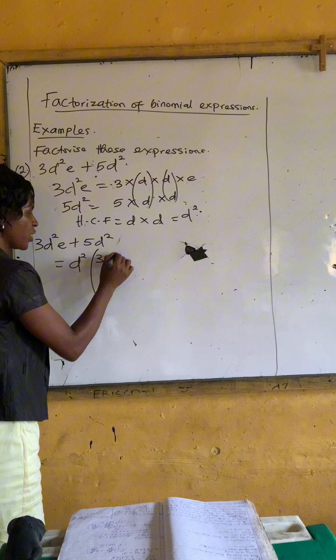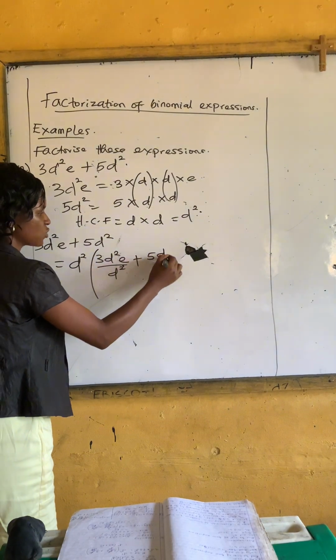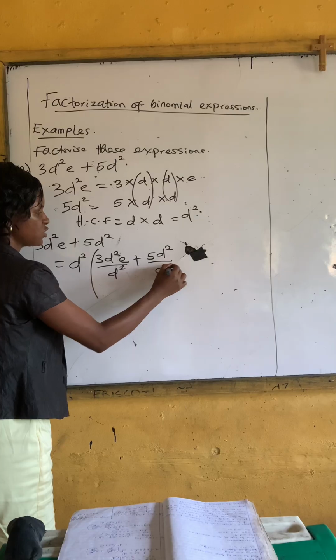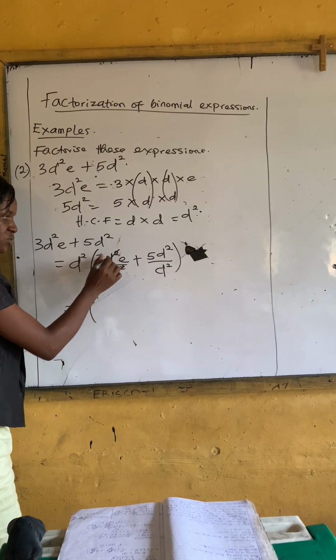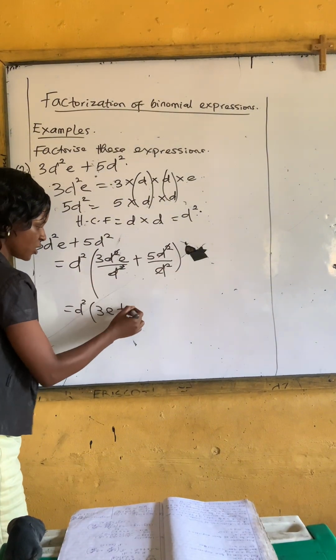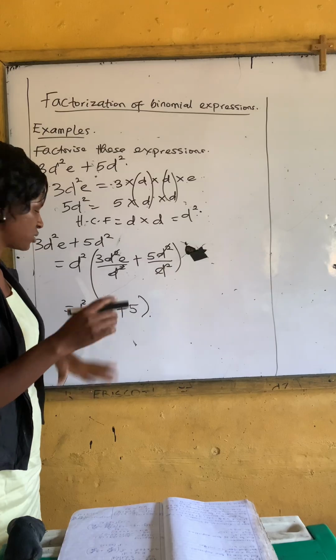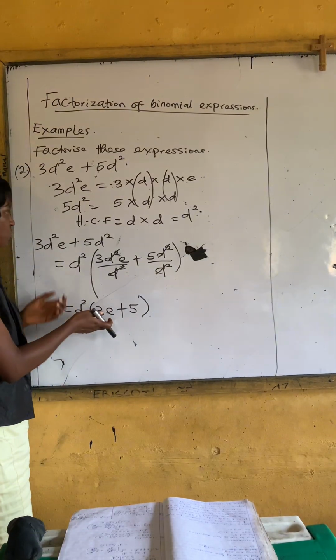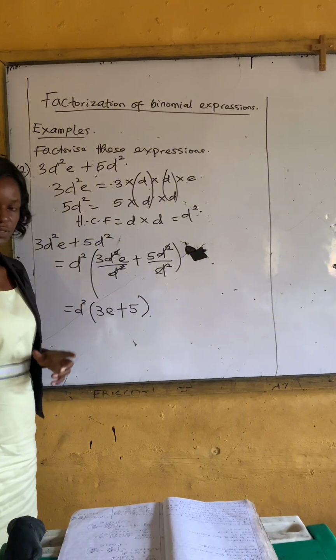So you have 3d squared e over d squared plus 5d squared over d squared, right? So you have d squared, open bracket, d squared we cancel d squared, you have 3e, plus d squared cancel d squared, you have 5. So just the other time we did the removal of bracket, d squared times 3e is 3d squared e, d squared times 5 is 5d squared.